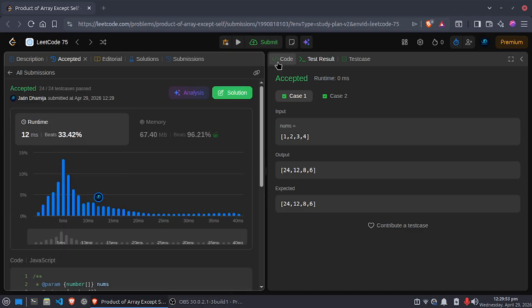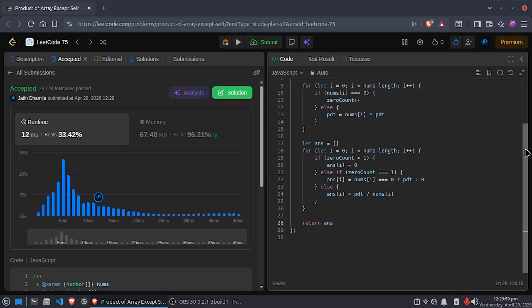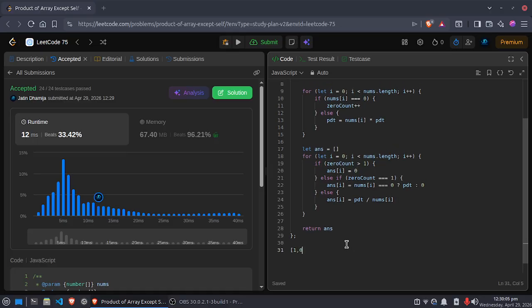Yes, it passed all the 24 test cases. So let's understand the logic again. There are three cases. Case 1 is if there is more than one 0, like I have an array 1 0 3 and 0. In that case, the output must be 0 0 0 0, meaning all the values at every index are 0.